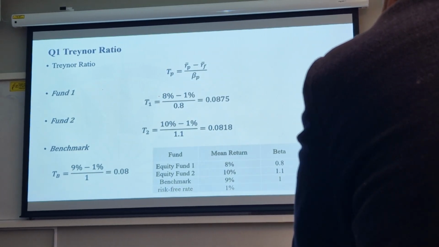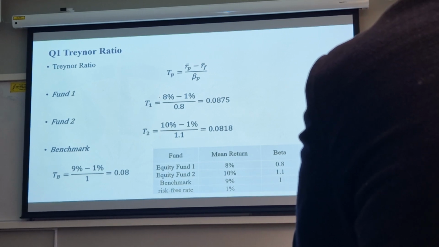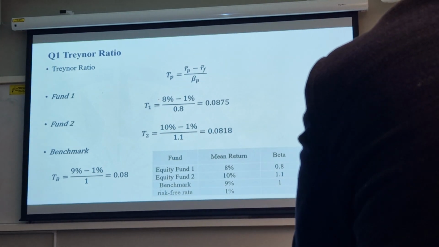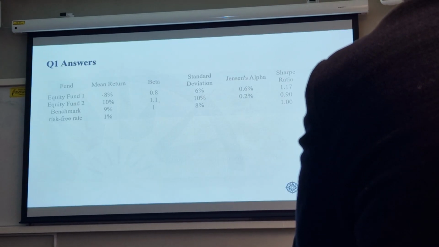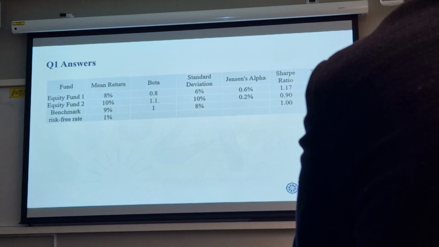Is that clear? Any questions? No questions? All good? Okay. So, did we miss one? There is no Sortino ratio. This is our first Sharpe ratio and then Treynor ratio.